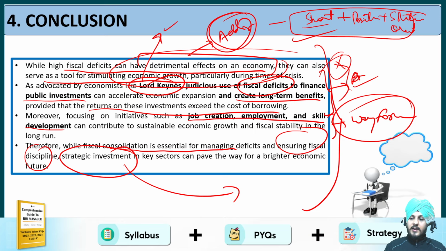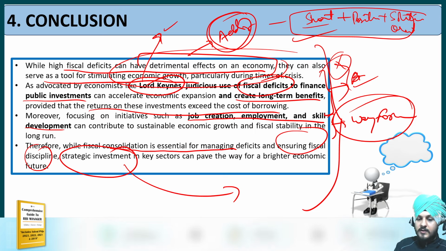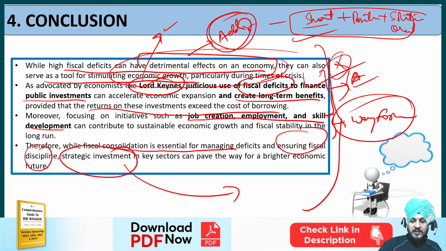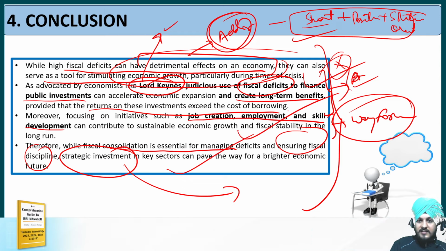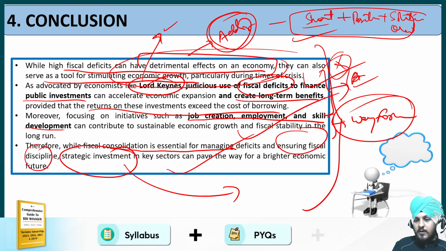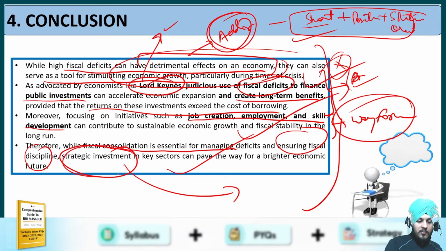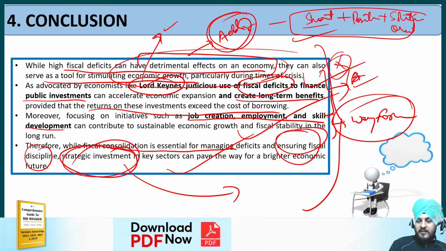So I hope you are getting the idea about how you can design your conclusion. We have addressed the demand of the question, given a way forward and a long-term solution by taking a stand about what is our point regarding this whole discussion. So that is to promote the strategic investment and ensuring fiscal discipline.